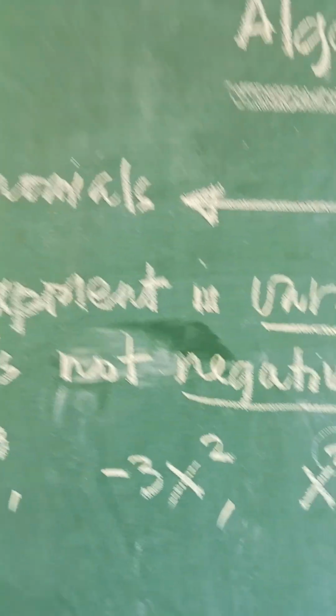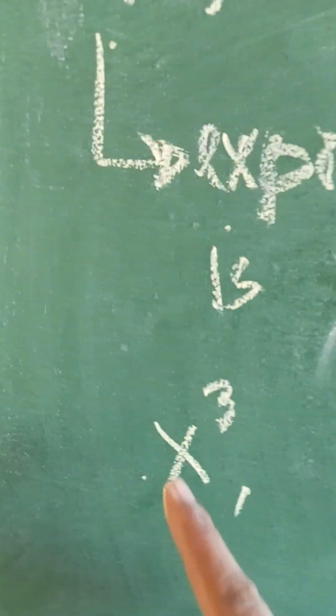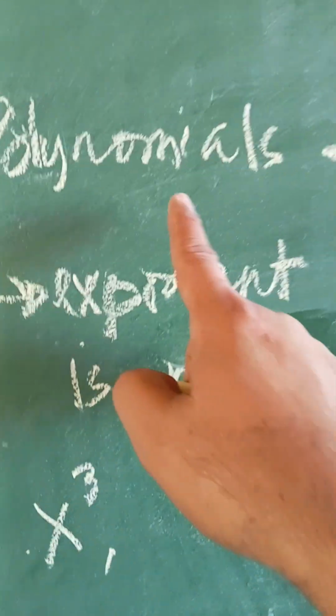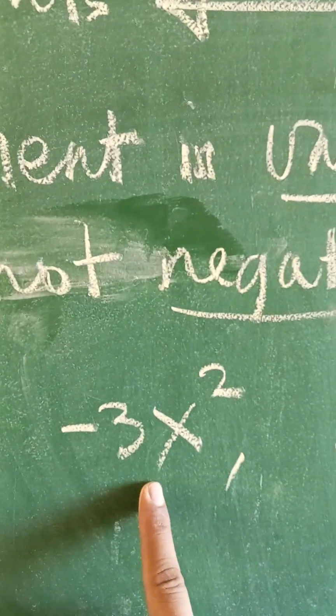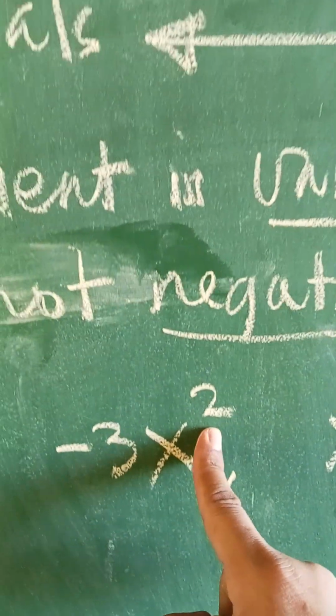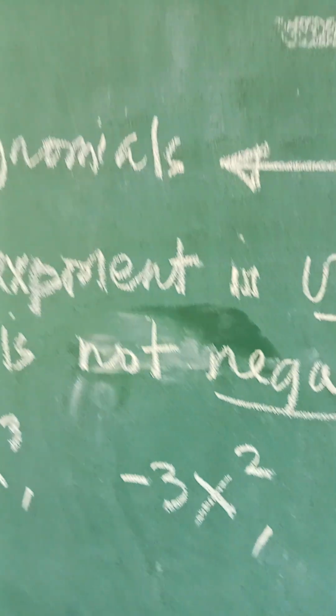it's not negative. Okay, so for example, you have here x cubed. Since the exponent is not negative, it is considered polynomial. And the second one is negative 3x squared. Since again the exponent in the variable is not negative, it is considered polynomial.